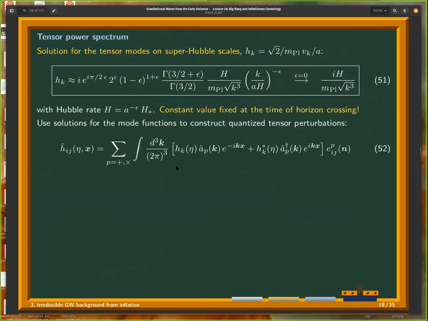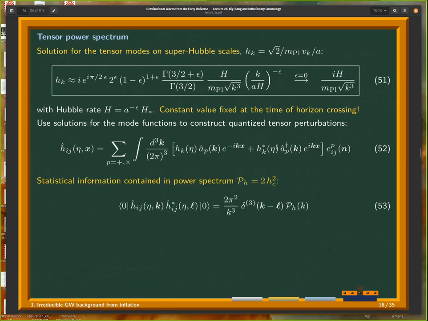So now we have the full solution for our Fourier modes, and we can plug this back into our Fourier integral. So now we have an exact solution for our quantized tensor perturbations. You see it's the same structure with these annihilation and creation operators, the polarization tensor, everything is back in this expression here, but we now know the solution for the Fourier modes. And we can now calculate the power spectrum in the context of inflationary cosmology.